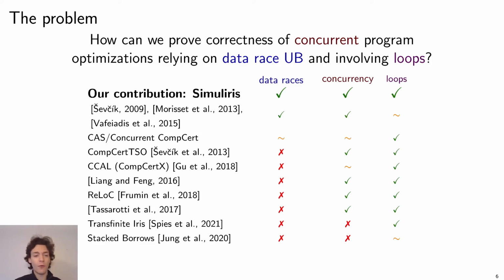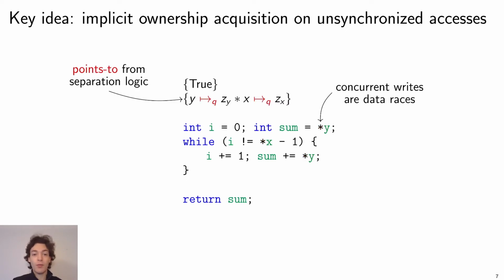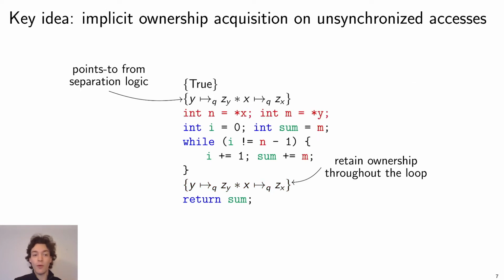And our key idea for verifying data race optimizations is to employ the concept of ownership from separation logic. Considering the example code again, as our thread is reading from x and y, we know that concurrent writes would be data races, and we can thus assume their absence. Intuitively, this gives us a kind of partial ownership of x and y, which we express through the points-to connective of separation logic. Importantly, we do not require this ownership explicitly, but rather obtain it implicitly just from the knowledge that there are no concurrent writes. And we can then retain this ownership throughout the whole loop, and therefore know that the values for x and y do not change, meaning that we can perform the optimization.